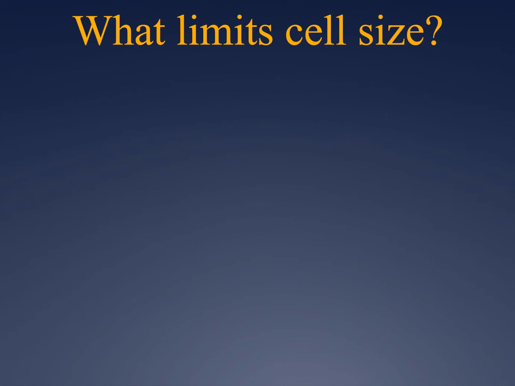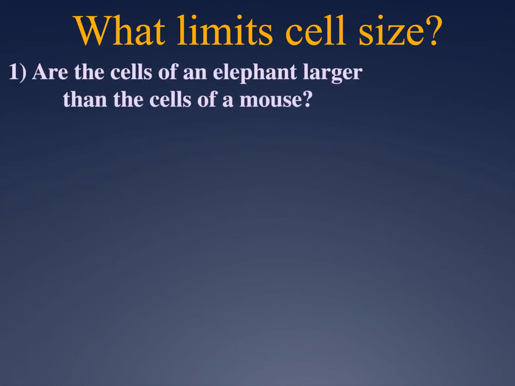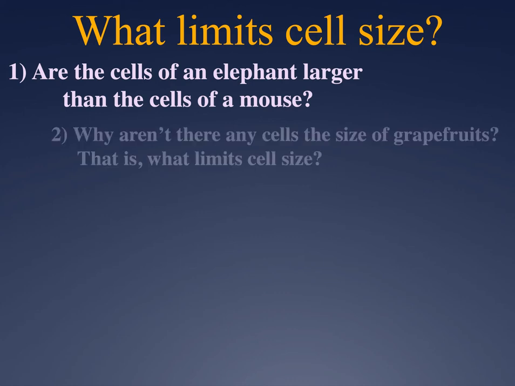When we think about cells, you know that animals are multicellular. It was one of the characteristics that we talked about. When we consider animals and their cells, I have a few questions. Are the cells of an elephant larger than the cells of a mouse? Do we make animals bigger by increasing the size of their cells, or do we do something else?